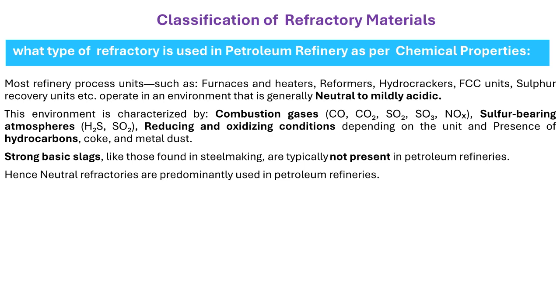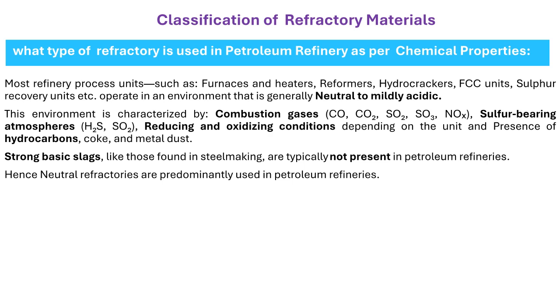Strong basic slags, like those found in steelmaking, are typically not present in petroleum refineries. Hence, neutral refractories are predominantly used in petroleum refineries. Let's think deeper, why neutral refractories? Because neutral refractories are chemically stable in both acidic and basic environments, resist sulfur attack better than basic refractories, perform well under thermal cycling and reducing atmospheres, offer good mechanical strength and erosion resistance.